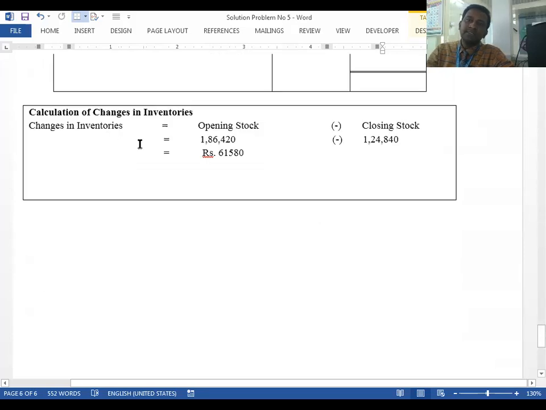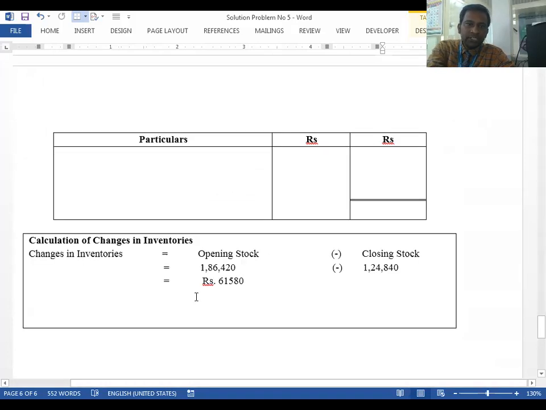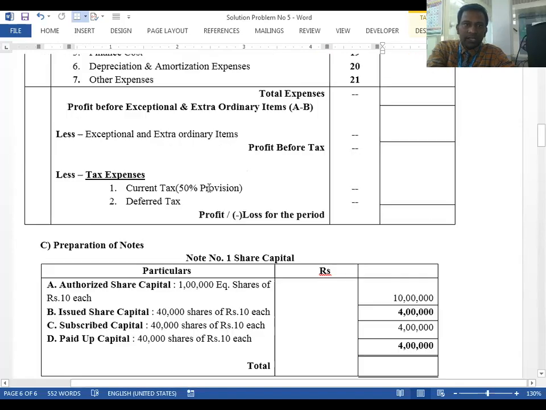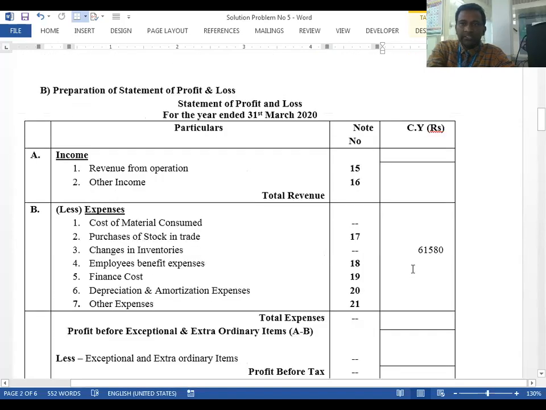Change in inventories is equal to opening stock minus closing stock. We have opening stock of rupees 1,86,420 and closing stock of rupees 1,24,840. The difference between opening stock and closing stock is called the change in inventories, and we mention this figure under the profit and loss account under the heading change in inventories.